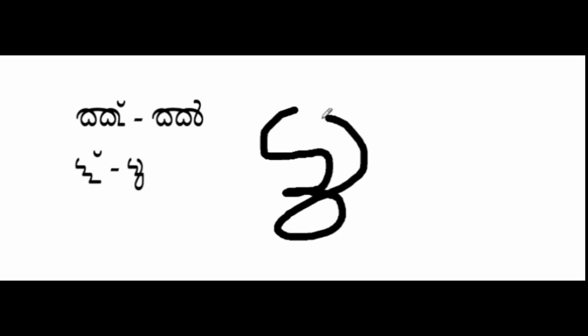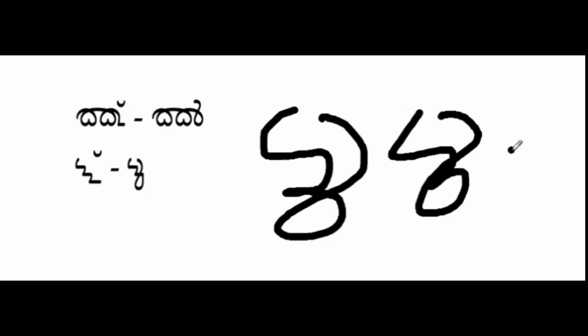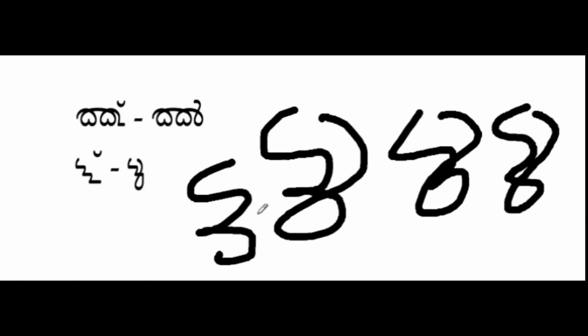This is k. Next t, like this. I will show you again how it comes, like this, like this. Or it will be like this. This is two. Next, two, or no, two, ta.